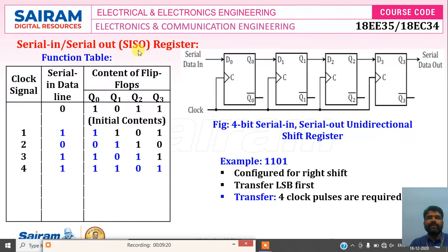And how do we get the serial out? As I said, Q3 is the output which is connected to the serial out terminal. Right? And we set the serial data in to 0. And as I said, this 0 will be loaded to Q0. Right? And these are the data shifted. That means this one is out. Now this one is out. Clear? So on the fifth clock pulse, the first bit, the LSB, is out.